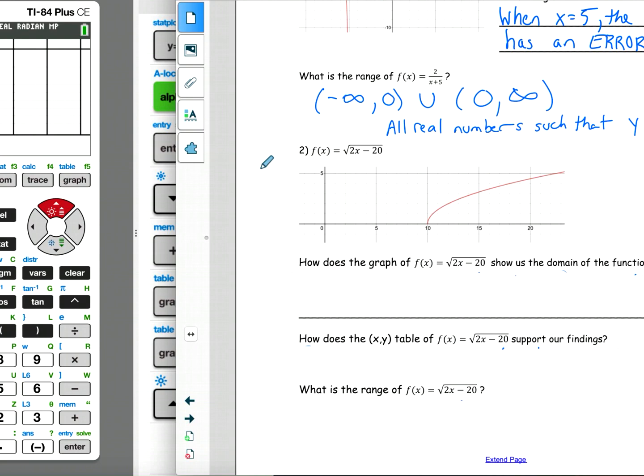Now let's go to number 2. Number 2, we have our second function, our second relation from the do now, and we graphed it here. So we've graphed square root functions before. So I want you guys to just do the next 3 questions. Pause the video and play it once you're done.